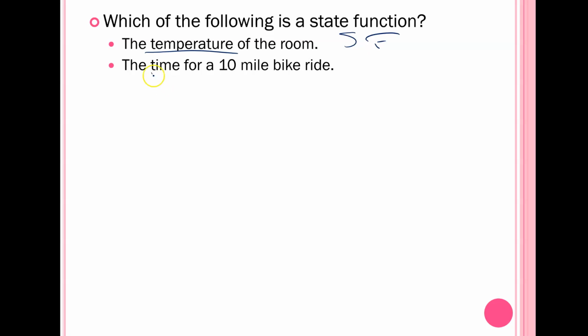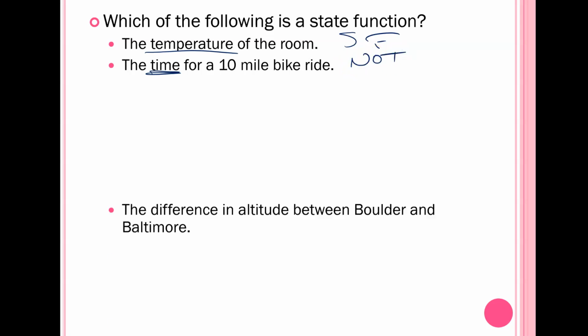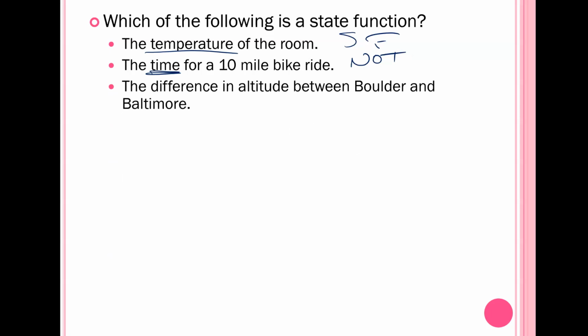And so that measurement of time depends on the path I take. It's not path independent, so it is not a state function. What about the difference in altitude between Boulder and Baltimore? Boulder's at 5,400 feet, and Baltimore's at essentially 0. The difference in altitude is Boulder to Baltimore. If I get in a plane and fly, or if I drive in my car, doesn't matter. This is a state function.